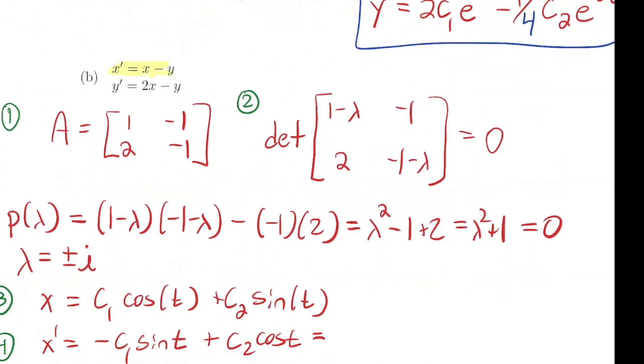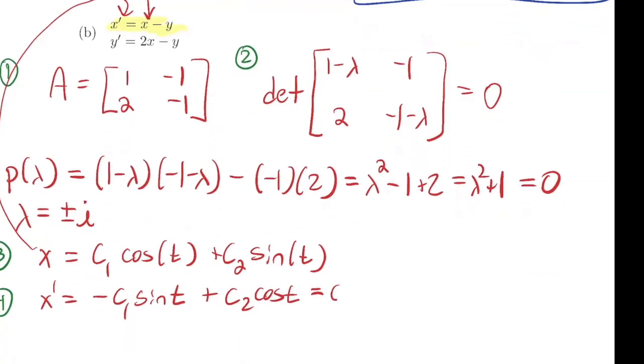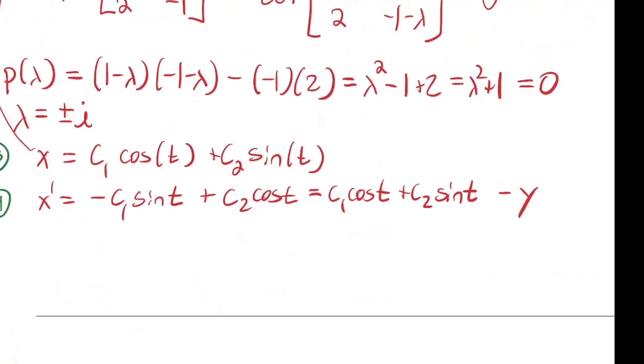We're going to use this equation, and we're going to plug in these values, these equations here and here. And then the only remaining unknown in that would be y. So I'm going to set this equal to x, which was c1 cosine t plus c2 sine of t minus y. So this is our x prime is equal to x minus y, and then we solve for y.